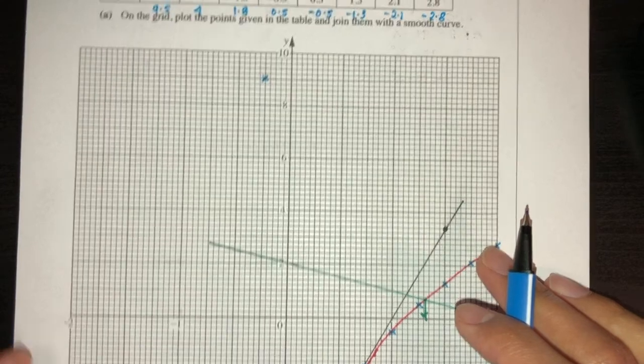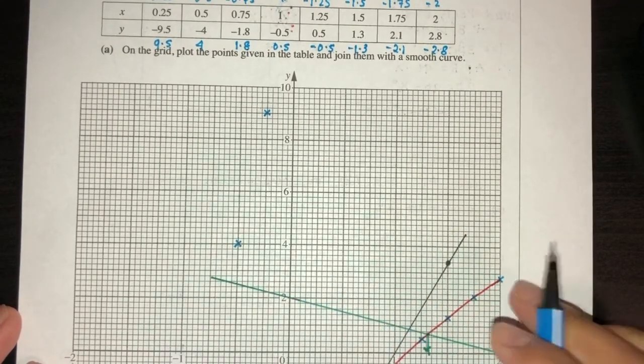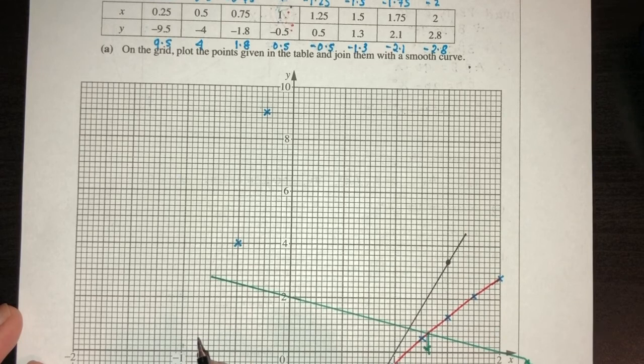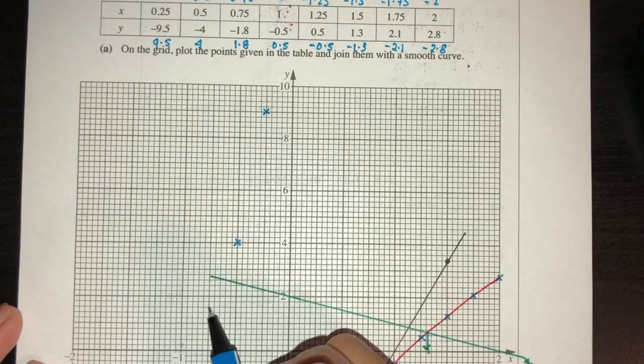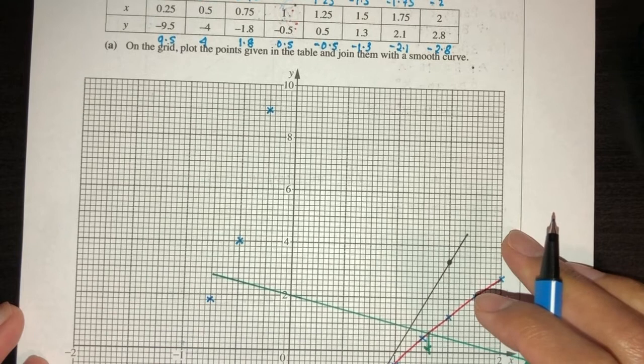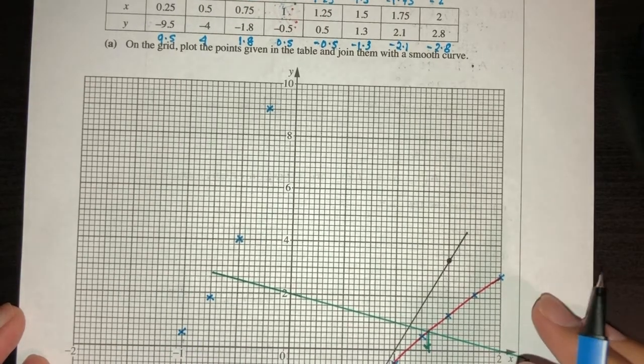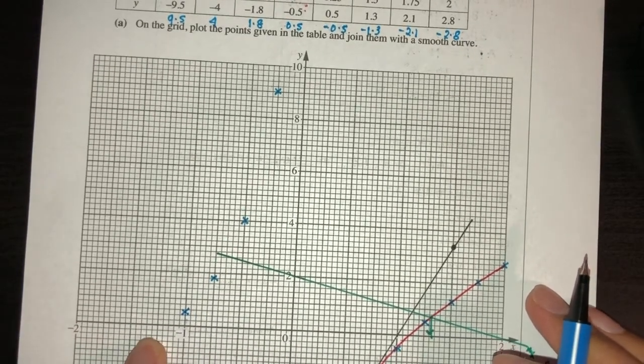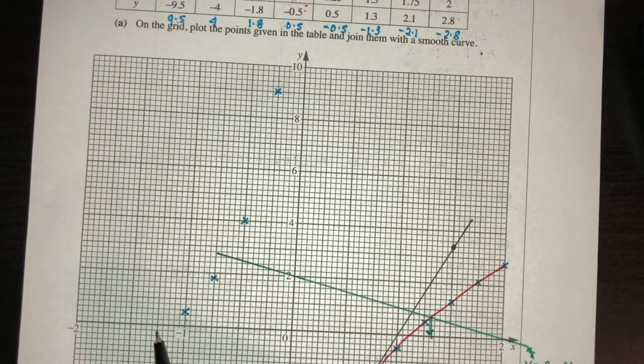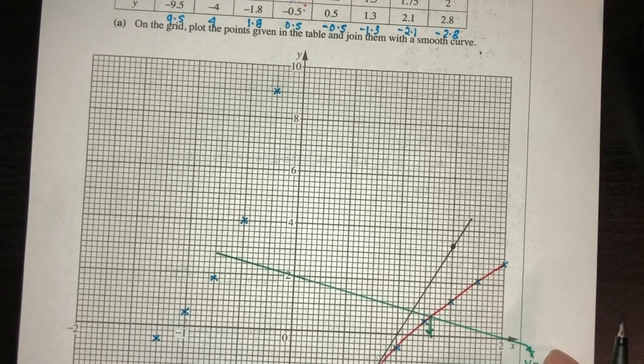And then we have minus 0.5 will be 4. Then we have minus 0.75 will be 1.8. Then we have minus 1 is 0.5. That should be between 1. Okay, and then we have minus 1.25 will be minus 0.5, below, about here. Then we have minus 1.5 should be minus 1.3.